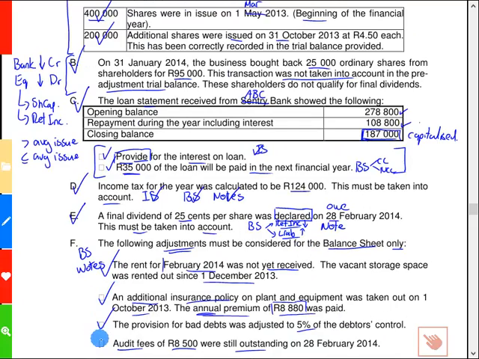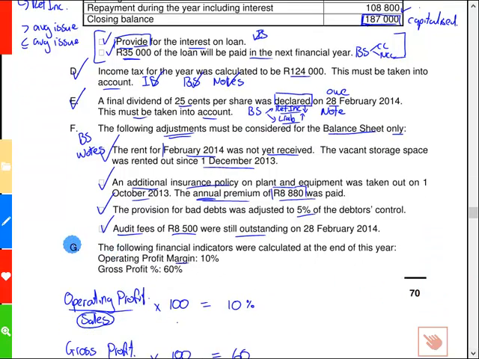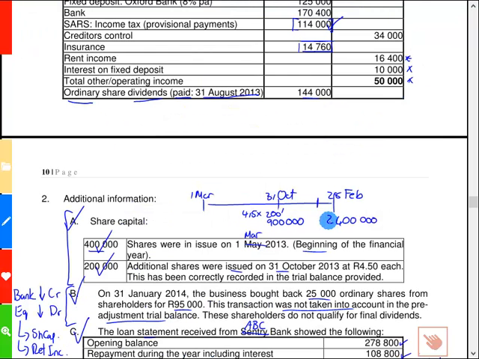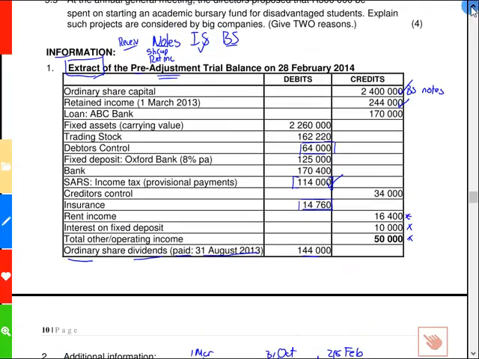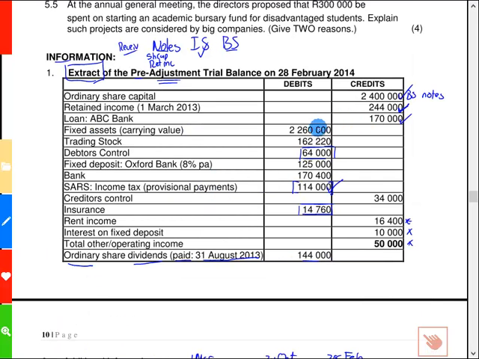Now we've dealt with that. And information number G we used in the income statement already. It doesn't have any impact on the balance sheet or the notes. So we've dealt with all the additional information except our pre-adjustment trial balance, which would have a lot of easy marks for us. We've already got the 244,000 included. The loan we've also already included. You'll remember we've got the loan here, there's our 170. Our fixed assets, 2260.